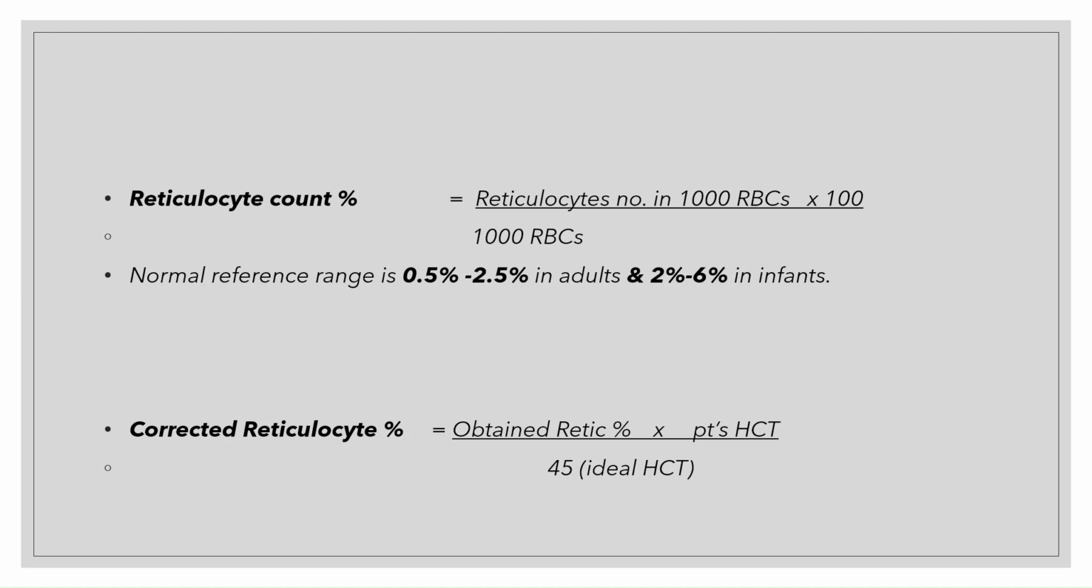How to count the reticulocytes? Reticulocyte count is equal to the number of reticulocytes in 1000 RBC times 100 upon 1000 RBC. The normal reference range is 0.5% to 2.5% in adults and 2 to 6% in infants. We need to correct reticulocytes in cases of anemia. If the patient's HCT is less than 45, then the formula is the obtained retic percentage times the patient's HCT upon 45, which is the ideal HCT.